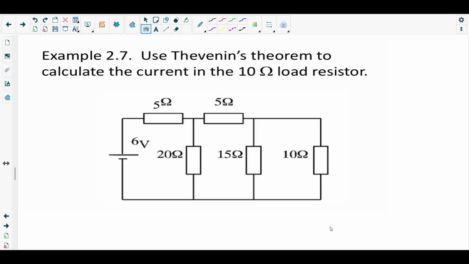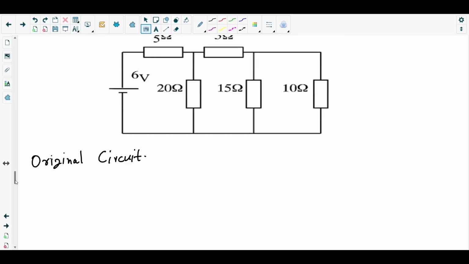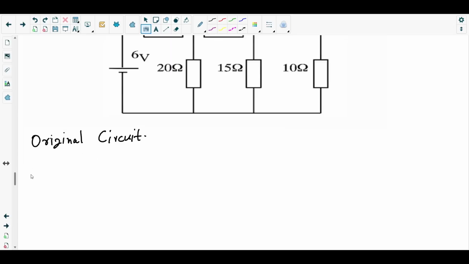At first we have to find the total resistance for the original circuit. So for the original circuit, if we want to find out the total resistance, have a look.